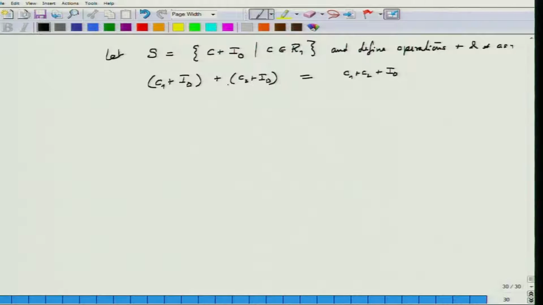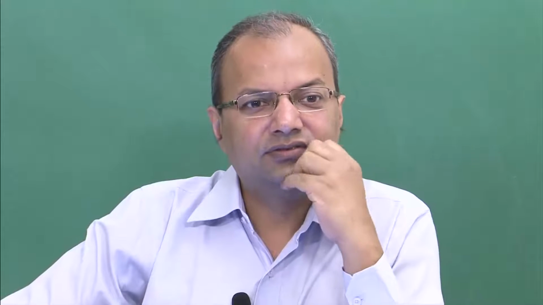So you simply add these two elements C1 and C2, and plus I naught is whatever equivalence class that you get. And similarly, C1 plus I naught multiplied with C2 plus I naught is defined as C1 C2 plus I naught. So this is the definition of these operations on the set S. Now we need to verify that these operations on the set S make it a ring.